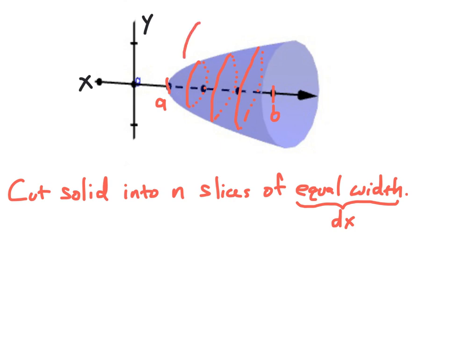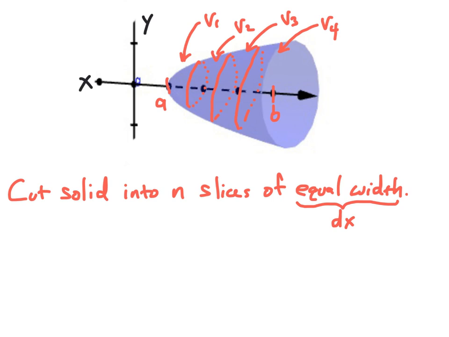So in my picture up here, this first slice would have volume, maybe call it V1. And this second slice would have volume V2. And this third slice would have a volume of V3. And the fourth slice would have a volume of V4. And if we add up these 4 volumes, we will get the exact volume of our original solid.